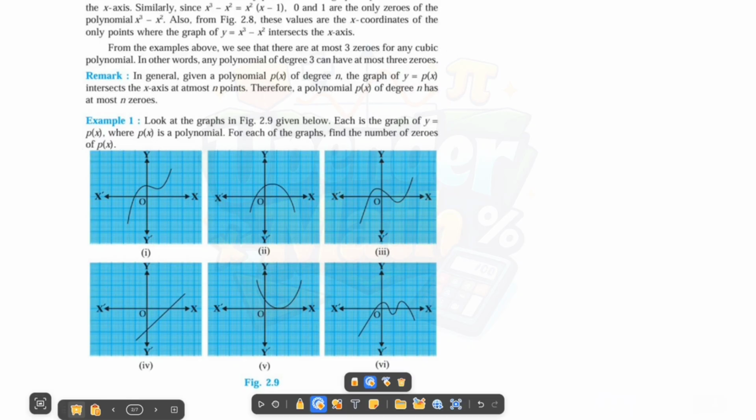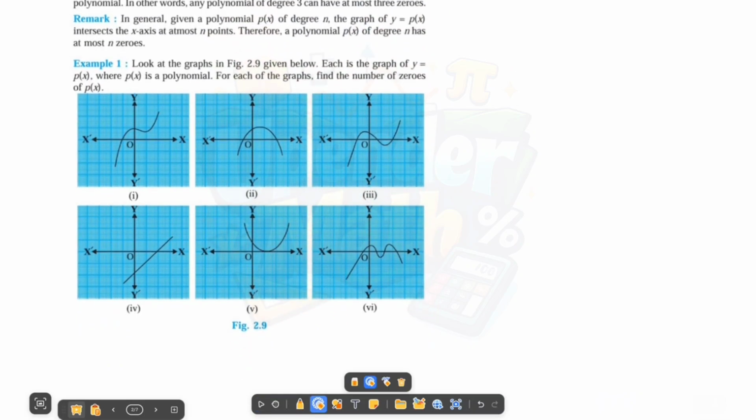So we know that the x-coordinate of the point where the graph touches the x-axis is the zero of the polynomial. So let's see at how many places the graph touches the x-axis. If you see the first graph, here the graph is touching the x-axis at only one point. So therefore this graph will have only 1 zero. And if you see the second graph, the graph is touching the x-axis at 2 points. So therefore it will have two different zeros.